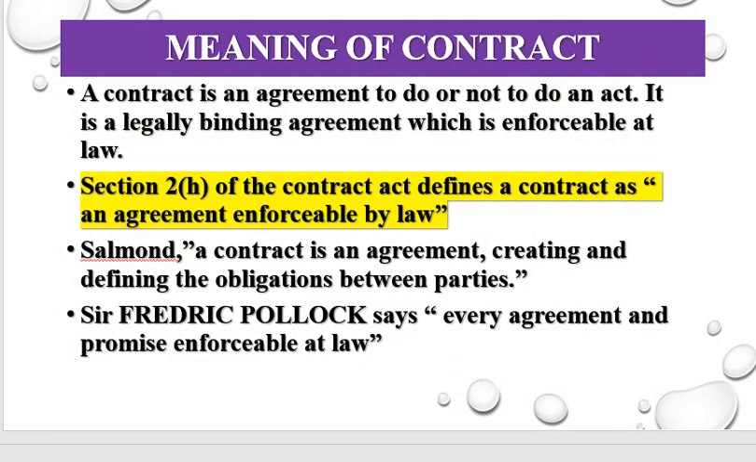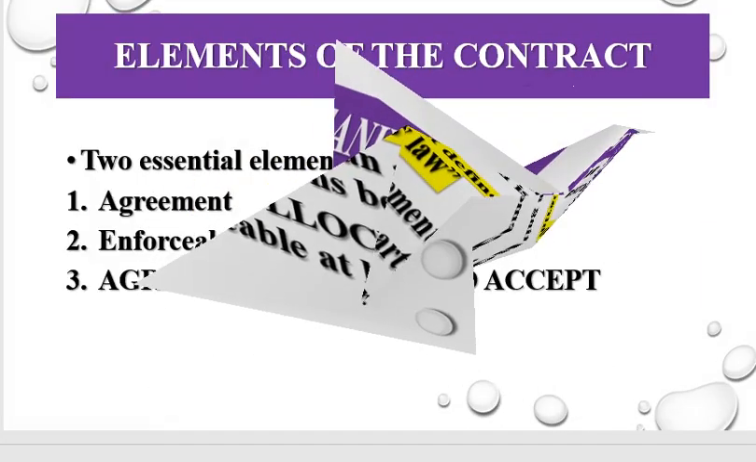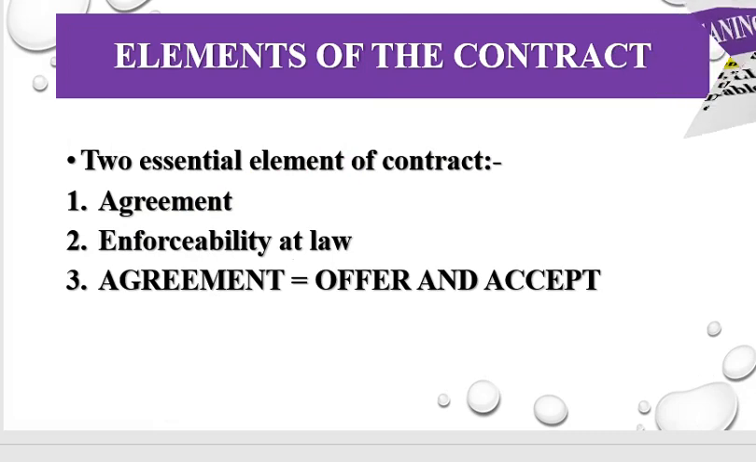Salmond says a contract is an agreement creating and defining the obligations between the parties. Contract is an agreement which creates and defines the obligations between the parties. Sir Frederick Pollock says every agreement and promise which is enforceable at law is a contract. So we could call the contract an agreement, but it should be legally enforceable. So these are the two essential elements of the contract.